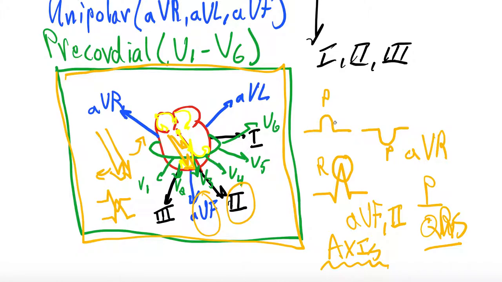P waves are a good example. P waves are usually upright, but in AVR, because the deflection is going towards the feet, going opposite of the right shoulder, the P wave is often downright, not upright, and that will lead us into axis, which will be a different video I'll make.